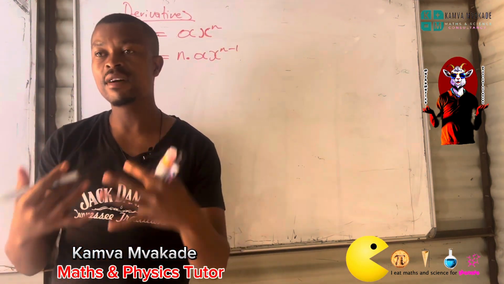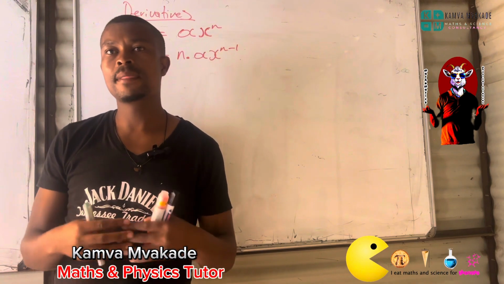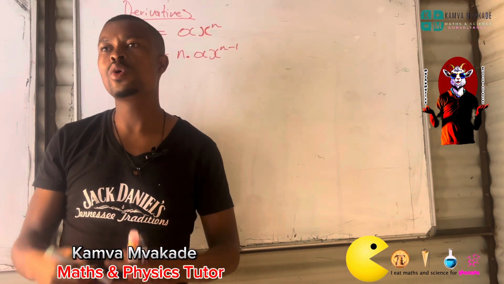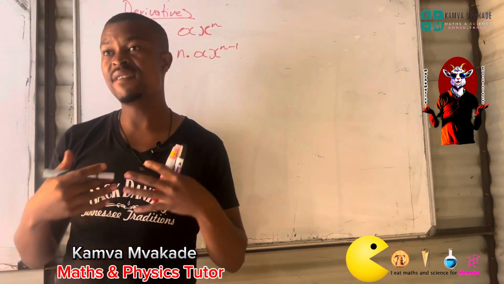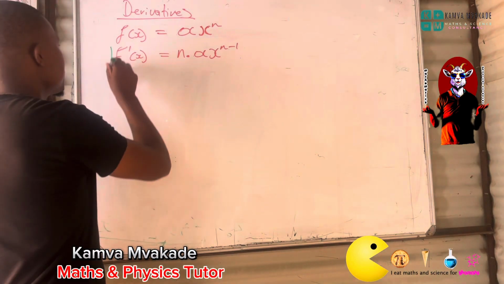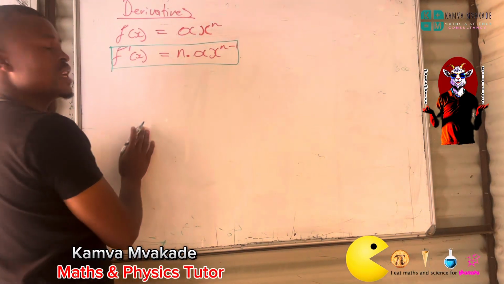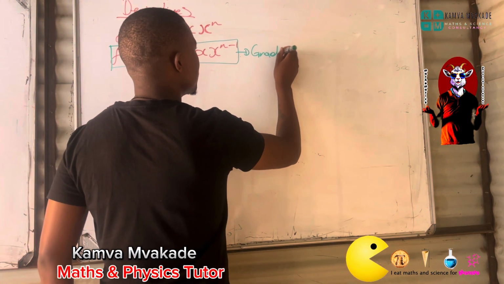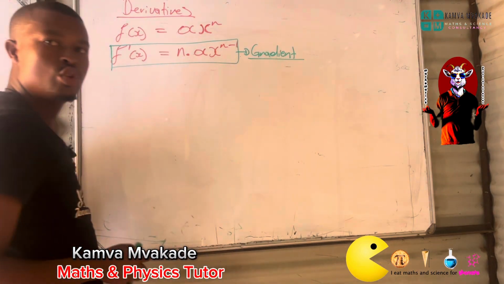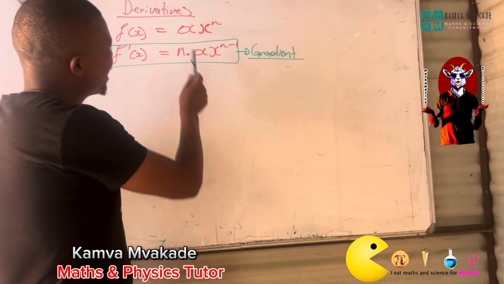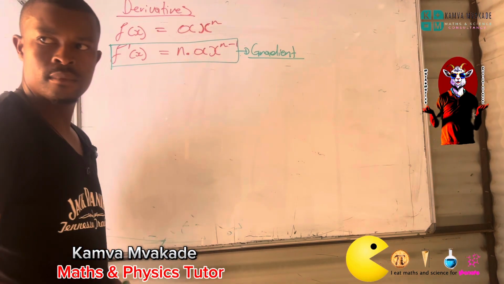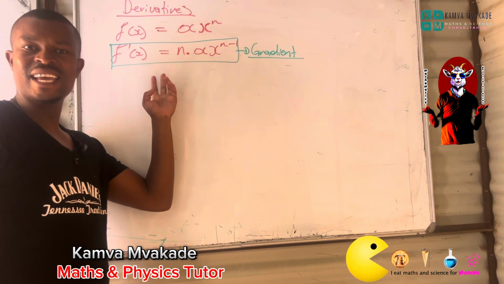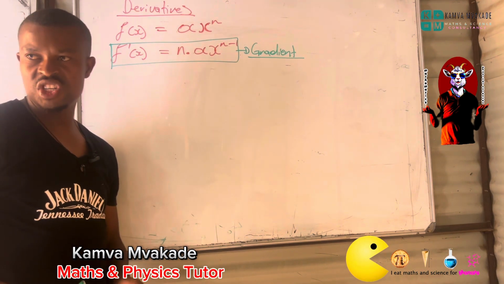So we have been deriving, but today I want you to know what the derivative means. What does it mean for a function? The derivative is the formula of the gradient. This is the formula that we can use to find the gradient at any point on this function.